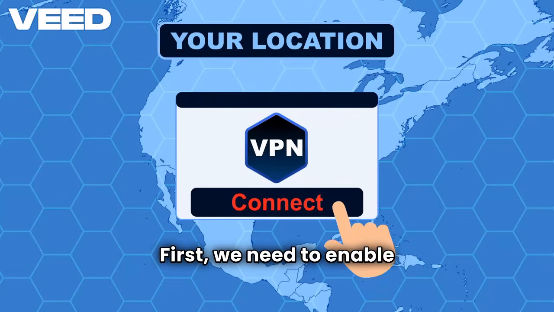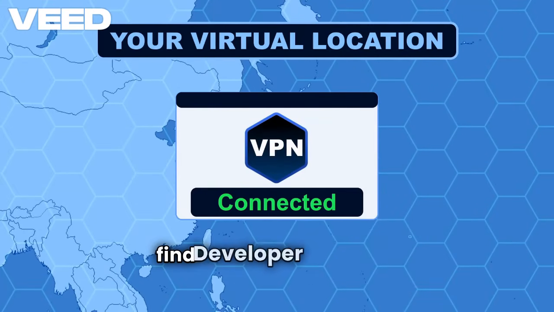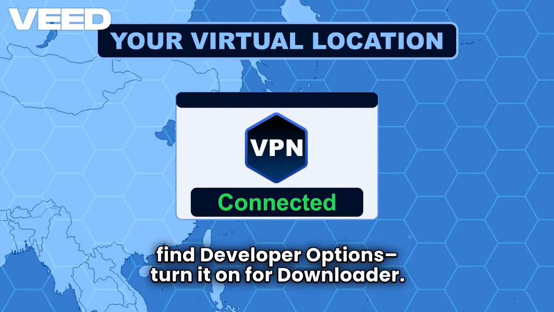First, we need to enable unknown sources. Go to Settings, then My Fire TV, and find Developer Options. Turn it on for Downloader.